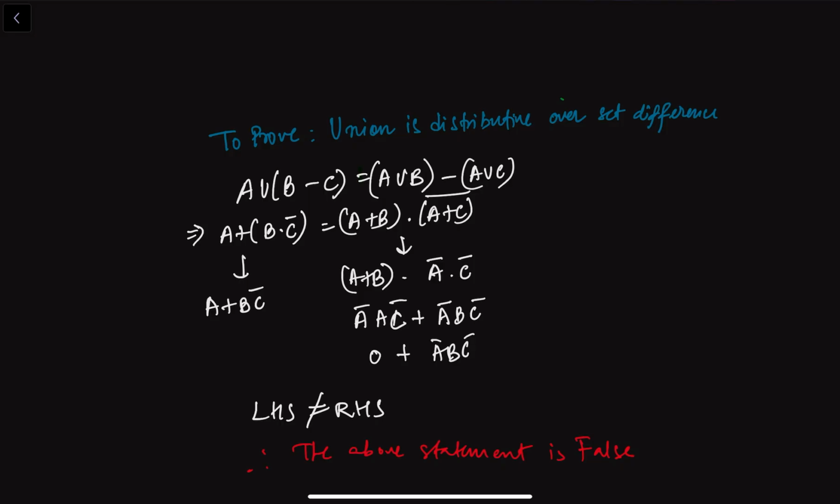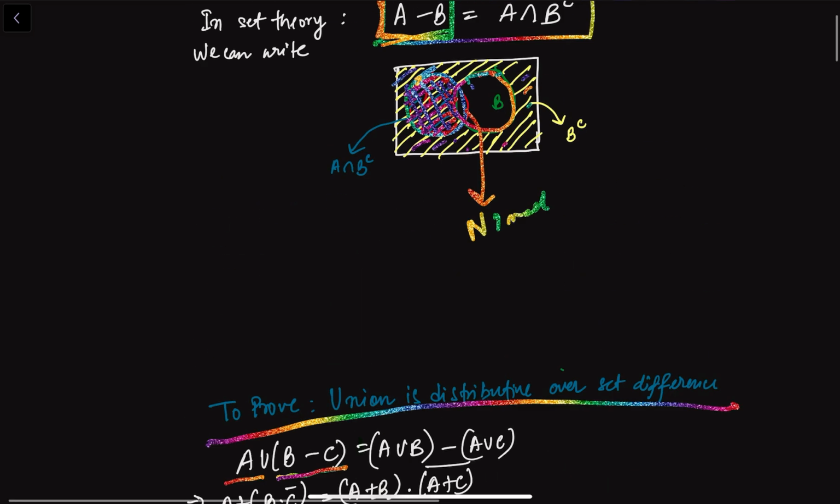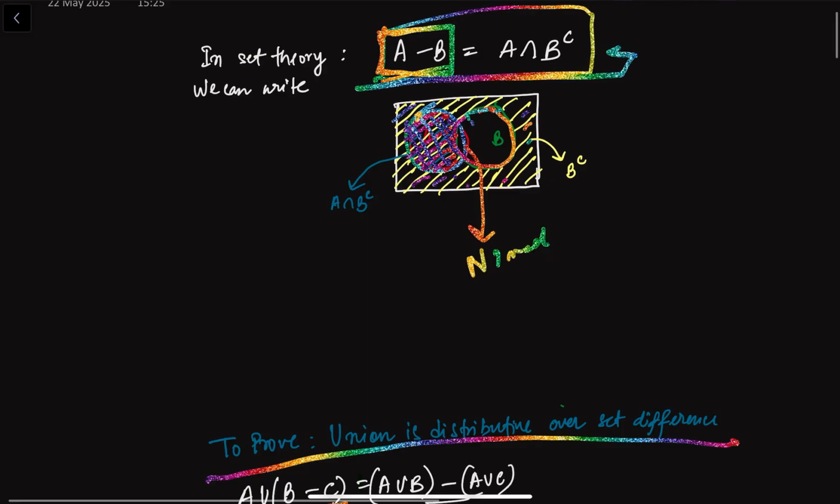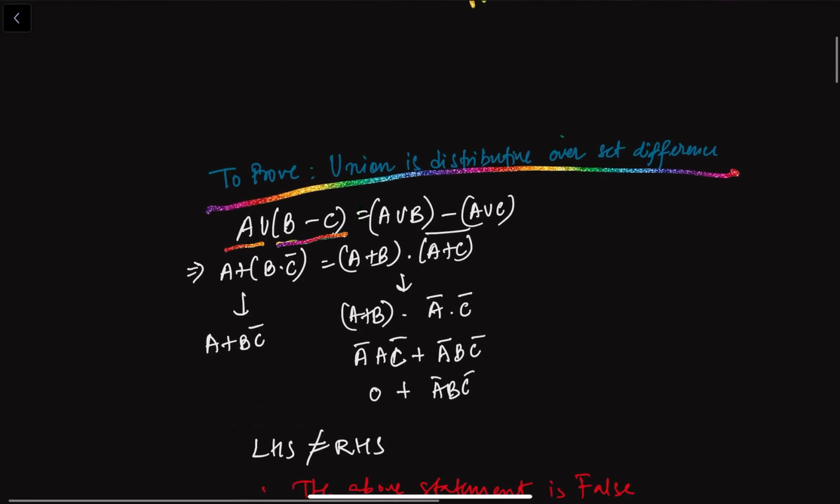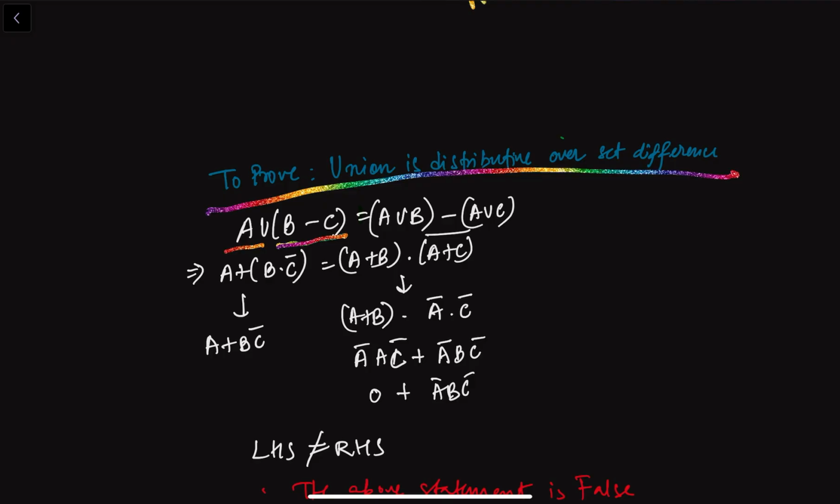To prove union is distributive over set difference. This is a set difference. We can break it by this previous law we know. So A union B minus A union C.